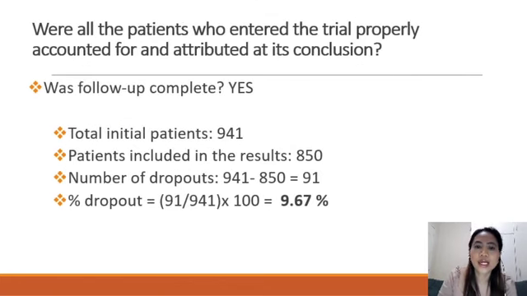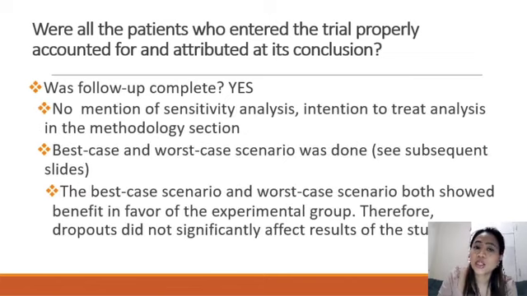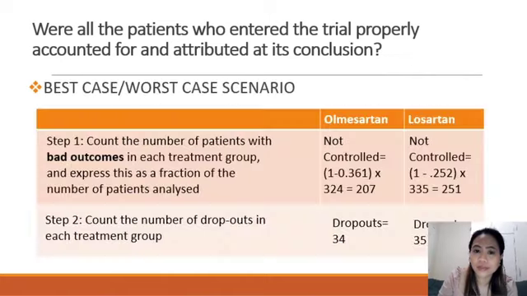For the second question, the computed dropout was 9.67%. To determine if this was substantial, we checked if ITT analysis was done, but the paper did not mention doing it. Thus, we did a best case, worst case scenario using values from the journal. Both scenarios showed benefit in favor of the experimental group. Therefore, dropouts did not significantly affect the results of the study, and follow-up could be considered complete. This is the best case, worst case scenario done based on the data from the article.